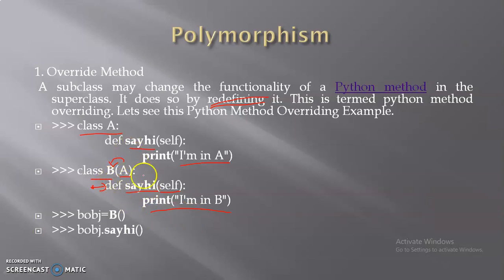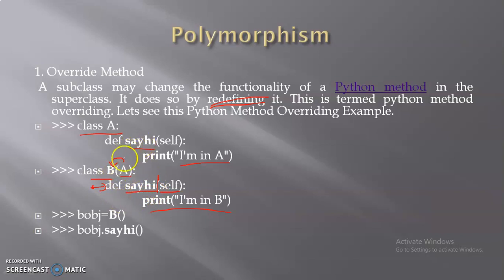Okay, it hides the base class method. Say if you change the name of this method to say hi 1. Now it differs by the name. The base class method is say hi and the child class method is say hi 1. So then the B class has two methods.